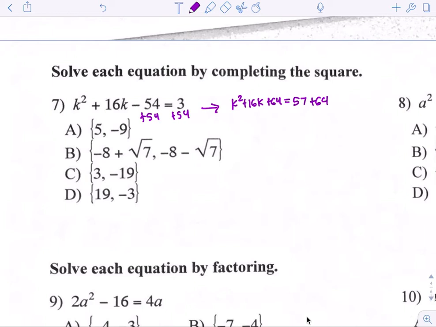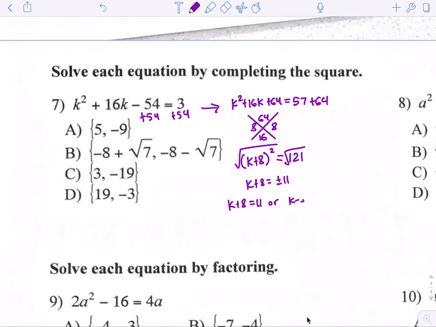Factor the left-hand side. 64 and 16, which is 8 and 8. So this is going to be k plus 8 squared is equal to 121. Square root both sides. k plus 8 is equal to plus or minus 11. So you're going to have two equations: k plus 8 is equal to 11, or k plus 8 is equal to -11. Add 8 to both sides.